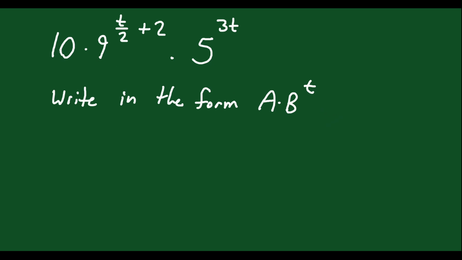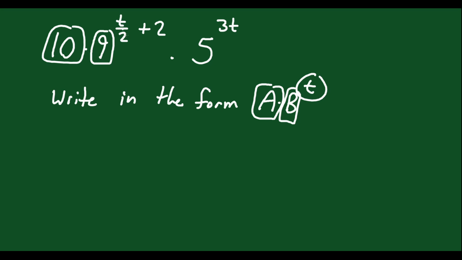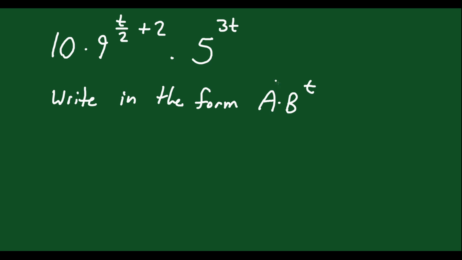So I want to change the form that this is written in, because right now you have an a value here, just like you have here, right? It's just a number on the front. And then this 9 kind of looks like your b, because it's being raised to an exponent. But then that exponent isn't just t, it's t over 2 plus 2. And then you're also multiplying by another number over here that kind of looks like b, because it's also raised to an exponent. So the form we currently have is really messy, and we want to simplify it to be in a nice form like this. A number times a number to the t. That's all, right? That's all we want it to look like.